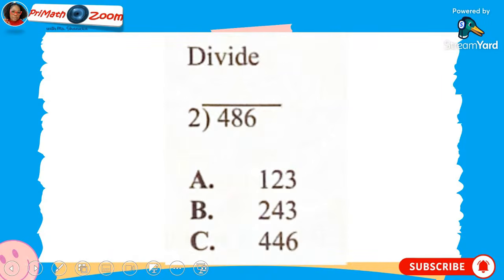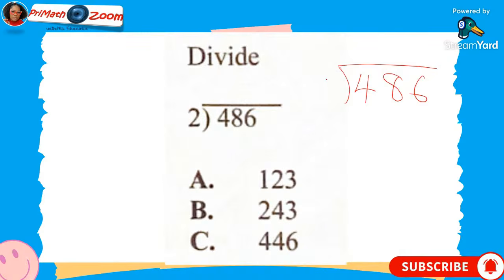Divide 486 by 2. Now, this is easy because, as you note, all the digits in this are divisible by 2. 2 can go in without leaving a remainder. So this would be a quick and easy one for you.